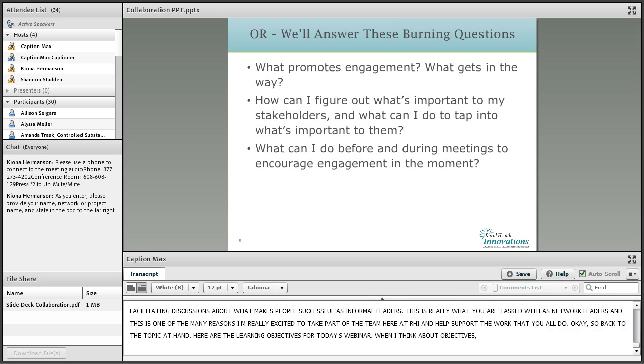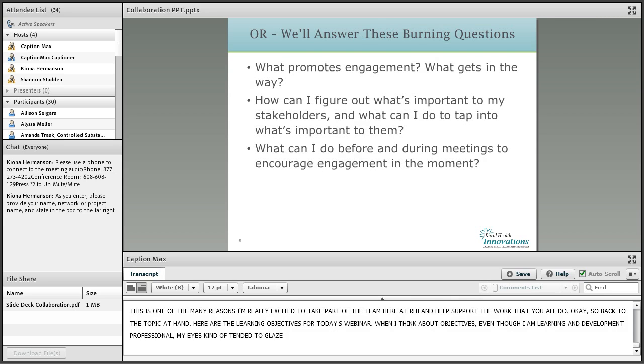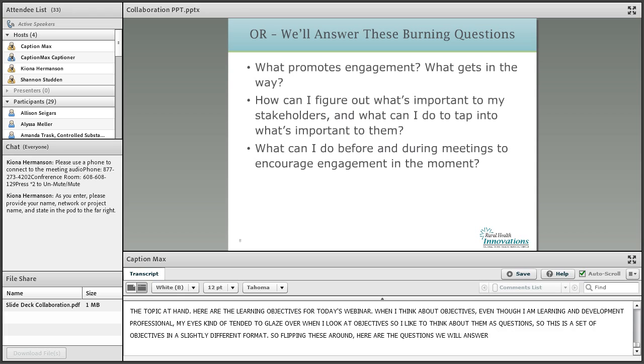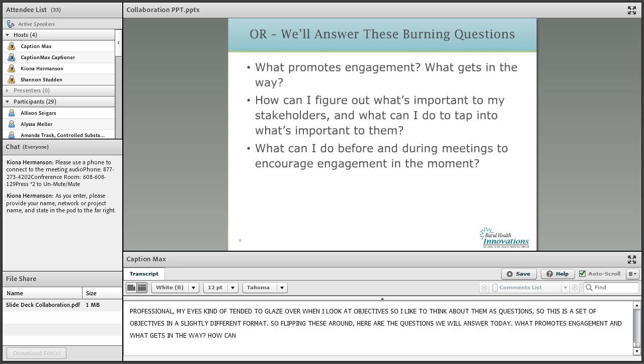Okay, so back to the topic at hand. Here are the learning objectives for today's webinar. When I think about objectives, even though I am a learning and development professional, my eyes kind of tend to glaze over when I look at objectives. So I like to think about them instead as questions that we'll answer, and so this is our set of objectives in a slightly different format. So flipping these objectives around a little bit, here are the questions we'll answer today.